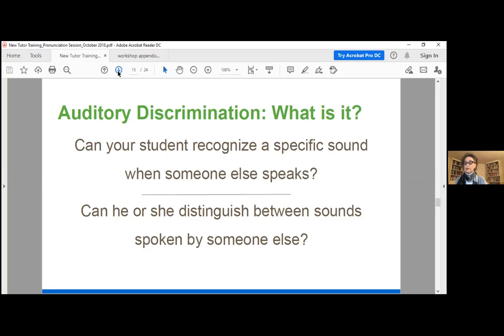And the first thing you would do is that little exercise we did initially, where I'm going to make a sound, what are you using? That would be your beginning exercise with your student. And then you have to decide what sound you're going to work on.